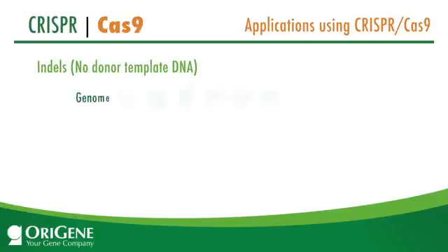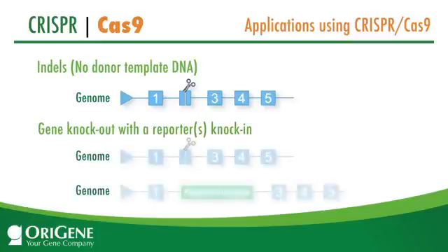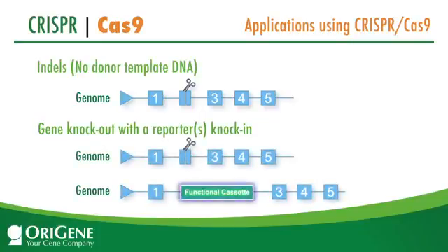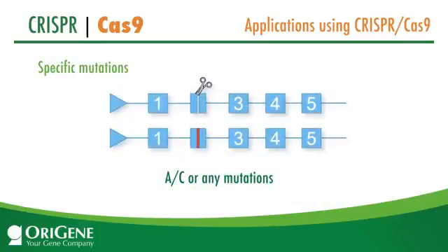Applications for CRISPR-Cas9 are endless. You can generate an indel variant library at a targeted locus. You can knock out a target gene and simultaneously knock in a functional cassette, such as a mammalian selection marker or a fluorescent marker, and you can introduce pre-designed mutations.